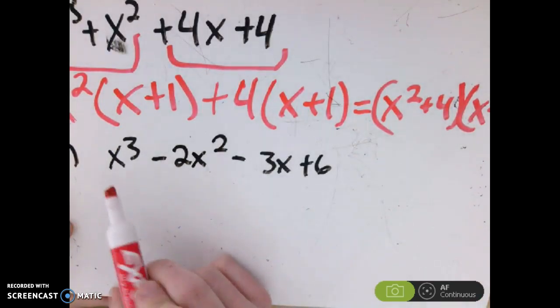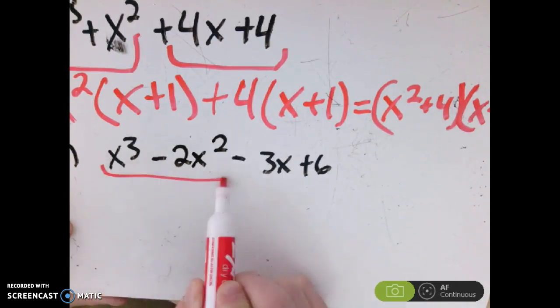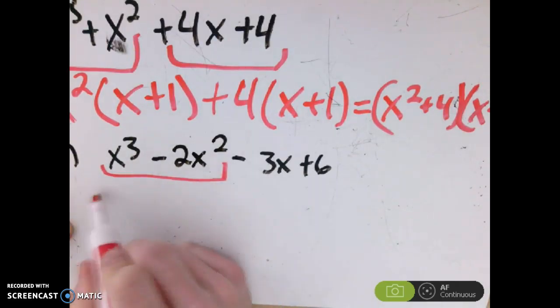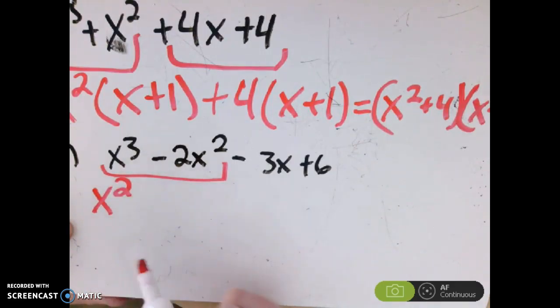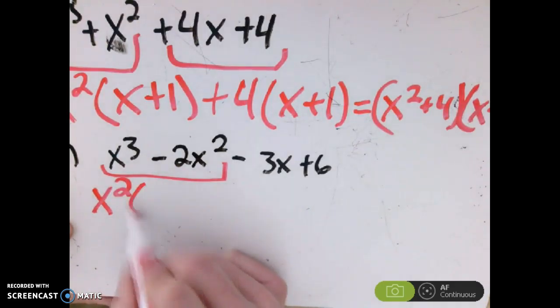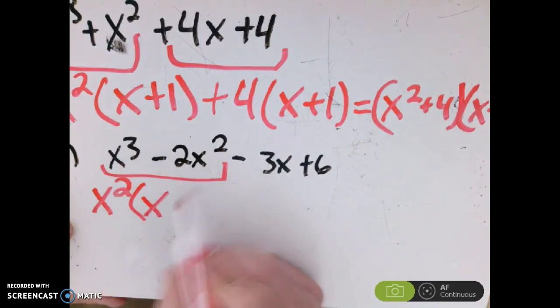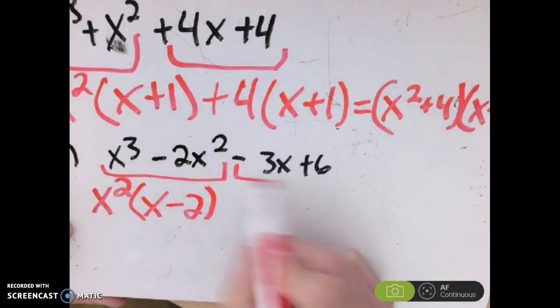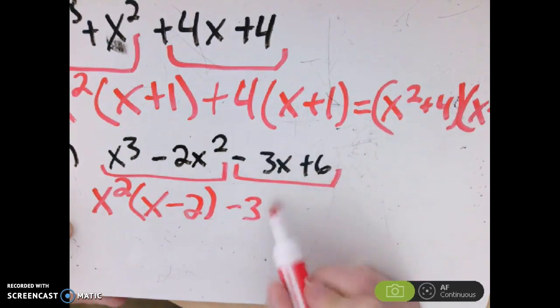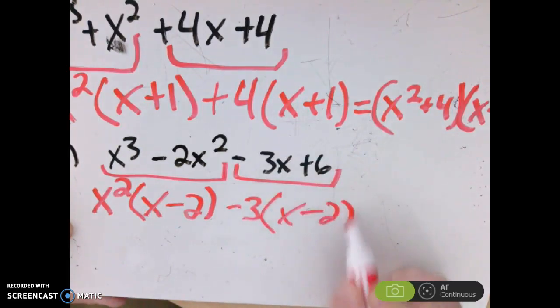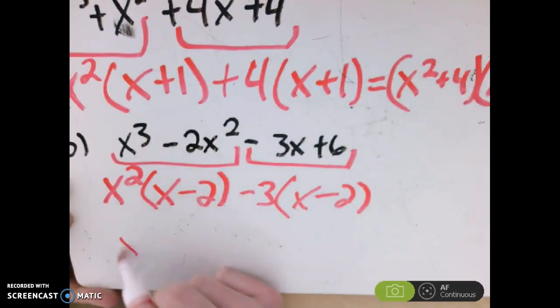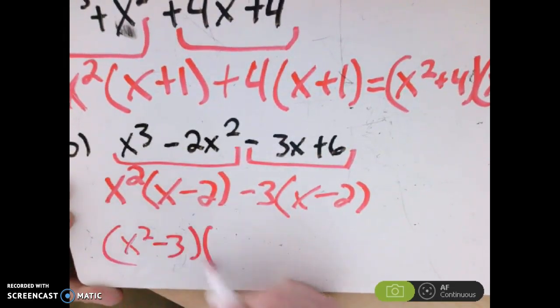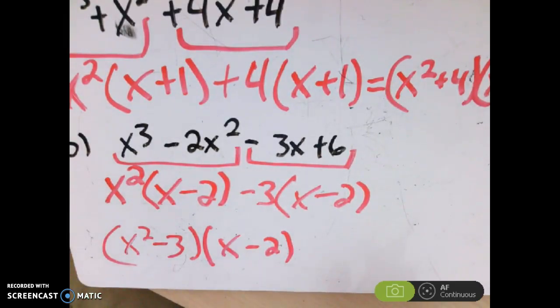So I'm going to group again, and what can I pull out of here? The only thing that they both have in common is this x, and the lowest power is to the second power. And then what am I left with? I'm left with 1x and then minus 2. Then I'm going to group this part. So I have a negative 3, so I'll put a minus 3, and then that's all I can pull out, right? And I'm left with x minus 2. Once again, they're both multiplied by the same thing, so I can just simplify that into x squared minus 3 times x minus 2.